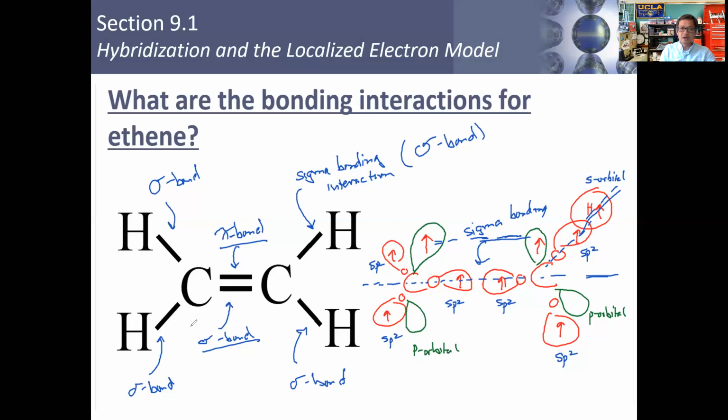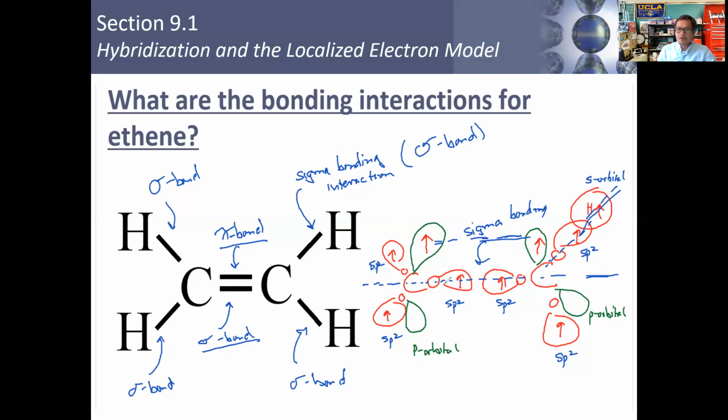Each one of these single bonds here will be an sp2-s interaction, which is going to be sigma bonding. Okay, sigma bonding. Now, with that said, let's take a look at these two bonds here. So we've accounted for each one of these single bonds here. What about this double bond between the carbons?